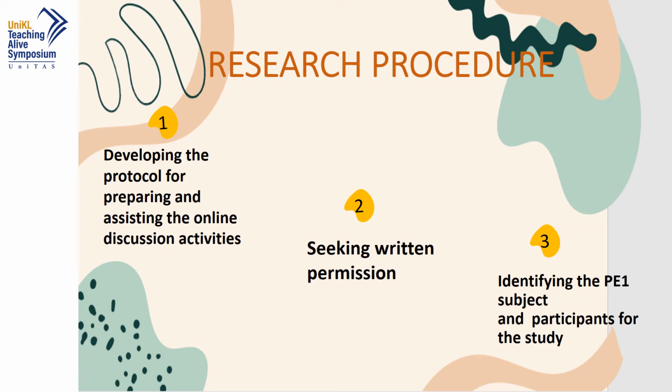Next, we identified the English subjects and also the participants for the study. So we agreed to have Professional English 1 as the subject, and also to conduct the study for 14 weeks, which include identifying the project for groups, asking for volunteers for the participants, and selecting participants. And once the participants agree to participate in our study, we obtain written consent and permission from them.